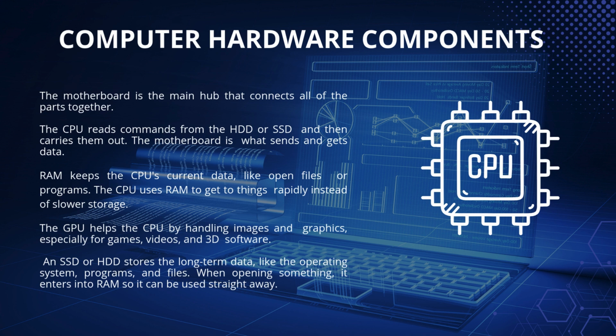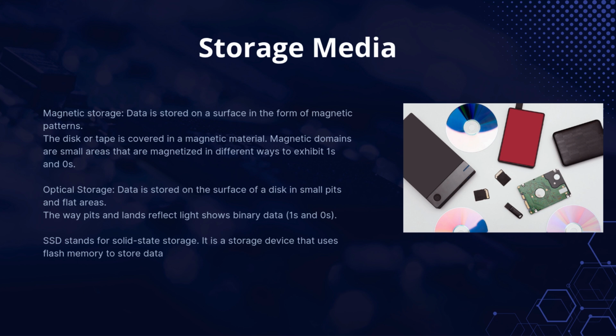So an SSD or HDD stores the long-term data, like the operating system, programs and files. When opening something, it enters into RAM, so it can be used straight away. So what is storage media? Here we can see magnetic storage and optical storage. So we'll cover one by one. Let's start with the magnetic storage.